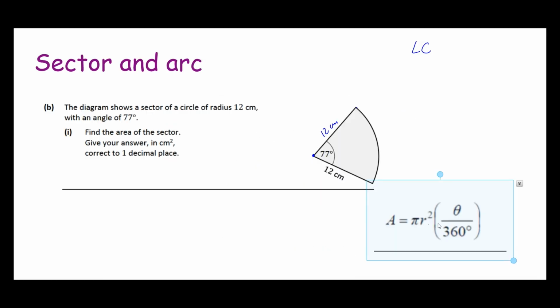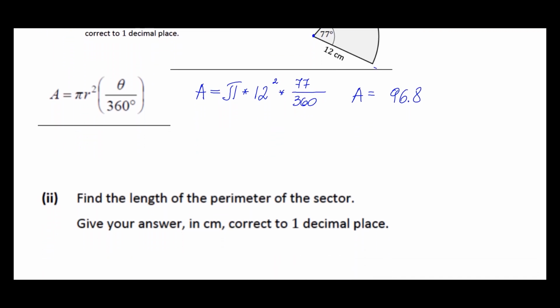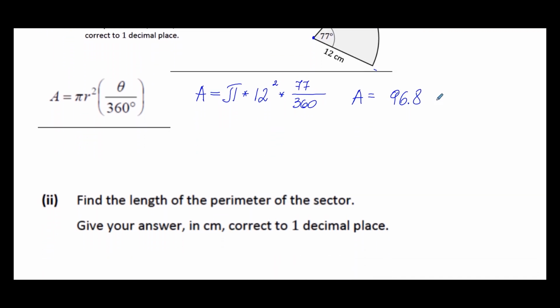So let's write it down. And now let's change letters with numbers. So the area will equal pi multiplied by r, which is what? Radius, and our radius is 12. So 12 taken to the power of 2, multiplied by a fraction with 360 at the bottom, and theta is our angle here, so in this case 77. And all we do is put that in the calculator, press equal, and to one decimal place we should be getting 96.8. Now don't forget to write the units, isn't it?